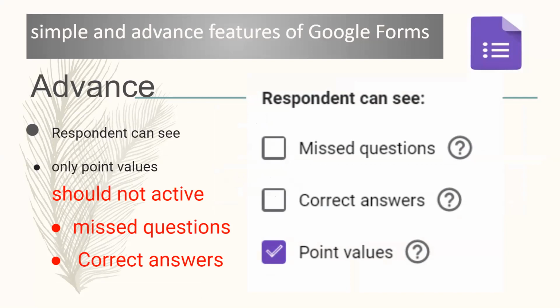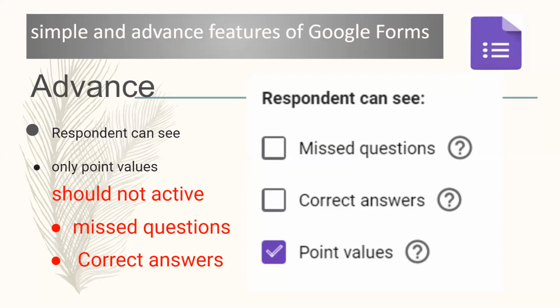In order to make our exam more secure, the missed questions and the correct answers should not be visible to a student at the time of responding to the exam. What will happen if missed questions and the correct answers are visible to a student? He may know exactly and immediately which ones he missed, which questions he got, and he can save a screenshot and transfer it to others.